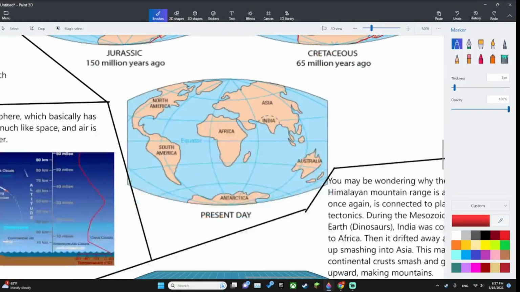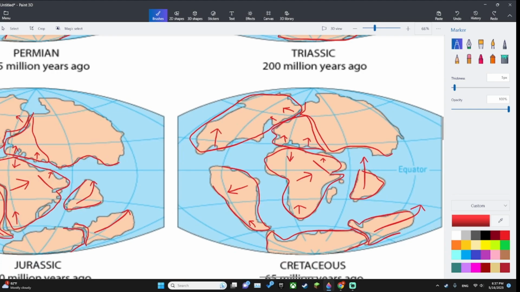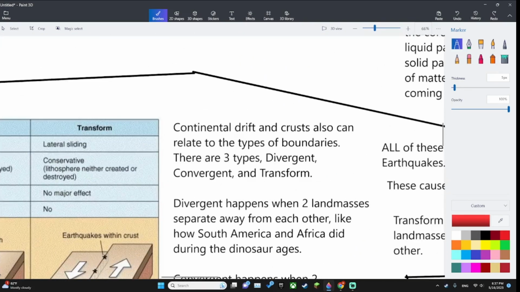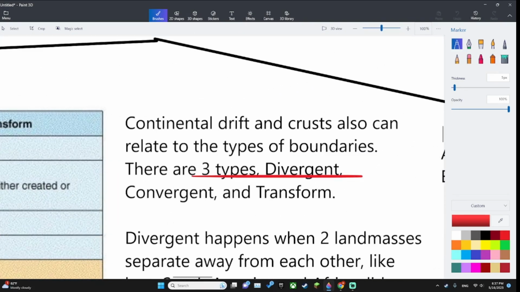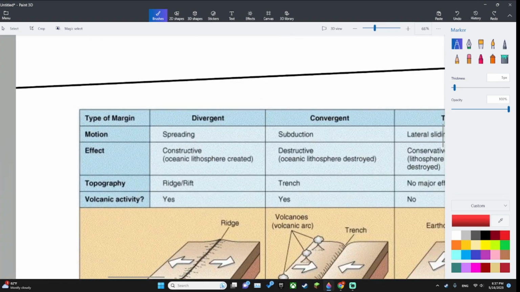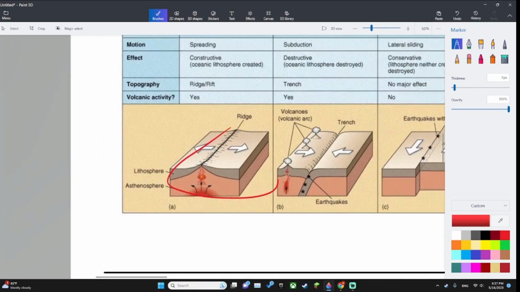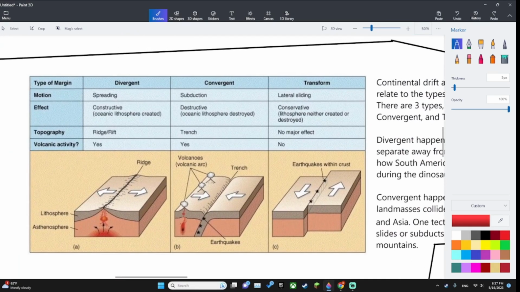And so, how do these all move? What do you call it when they separate? What do you call it when they move together? What do you call it when they zigzag? Well, these are boundaries. There are three types: divergent, convergent, and transform. So divergent is spreading, as you can see here. It's when two landmasses separate.